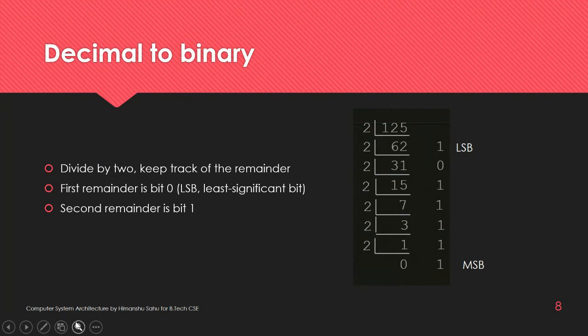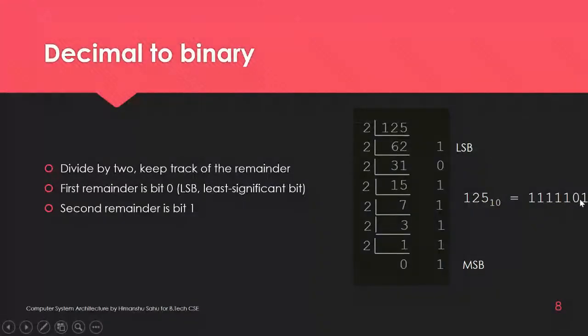And remember one thing, that whenever you are writing the answer, this will be the most significant bit and this will be the least significant bit. So the order of writing will be 1 1 1 1 1 0 1. That means your answer should be 1 1 1 1 1 0 1. Okay, this is the basic mistake you can make while converting a number from decimal to binary.